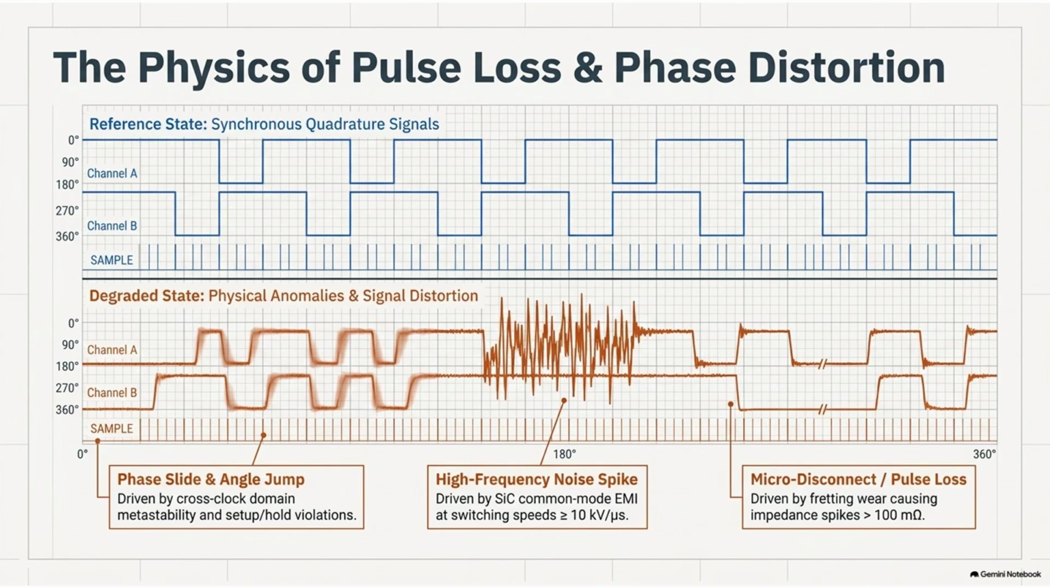Furthermore, for systems using sine and cosine magnetic sensors, they utilize dual analog-to-digital converters, or ADCs. Two of them. Right.